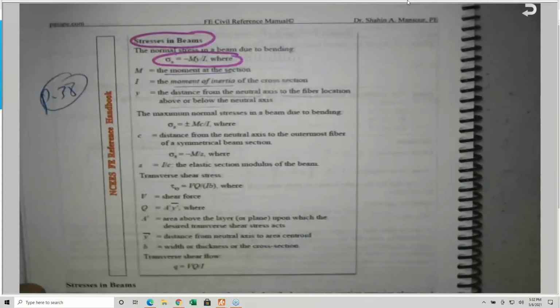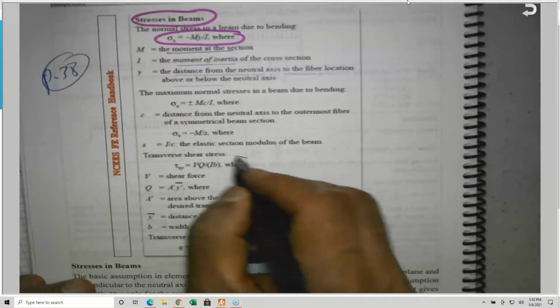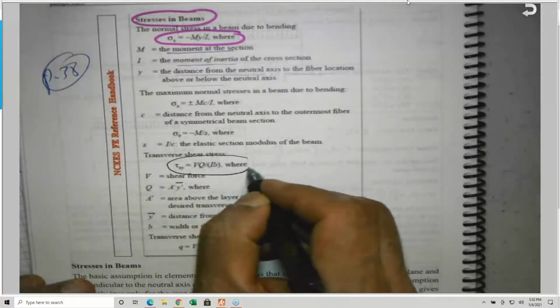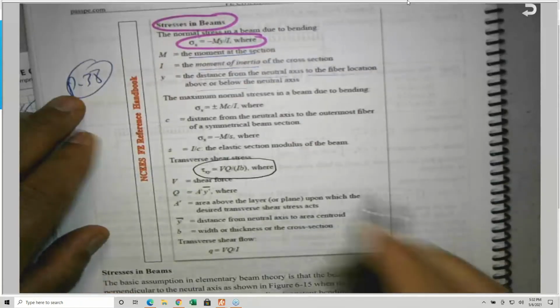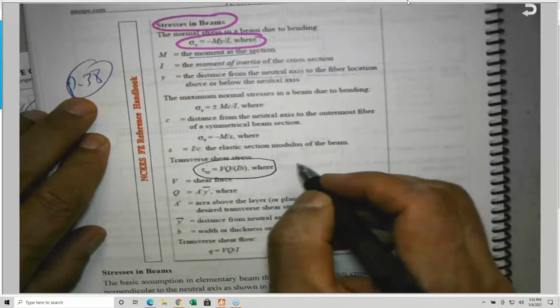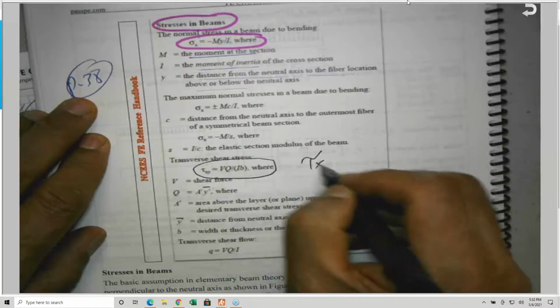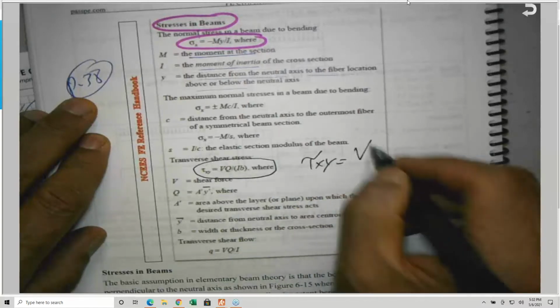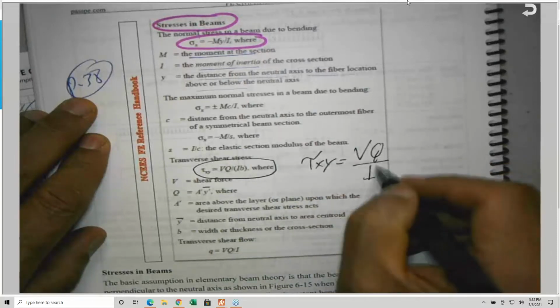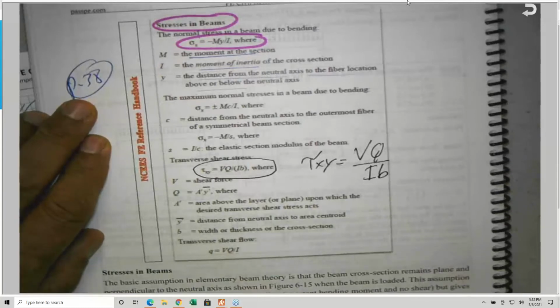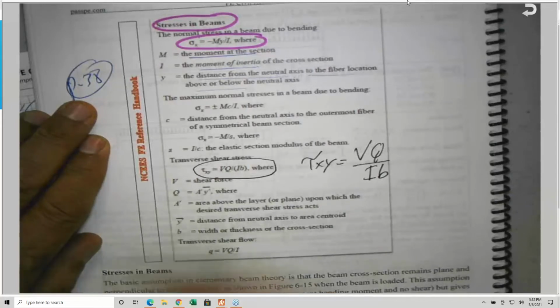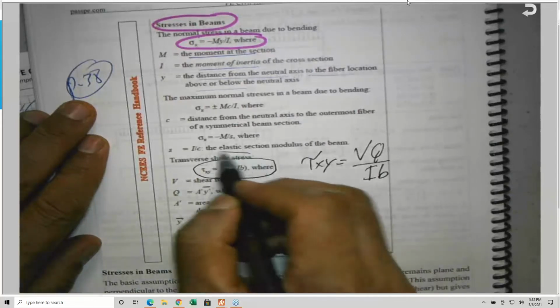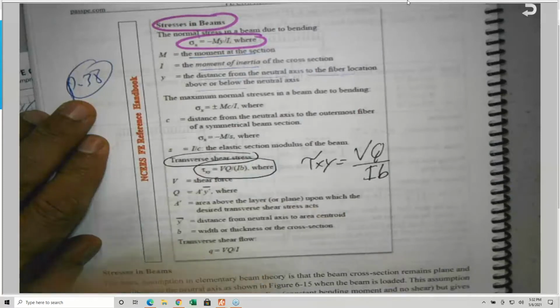The shear stress, which is tau, here it is. On page 38 of the chapter, tau xy is equal to VQ over Ib. Very important equation. This is called the transverse shear stress.